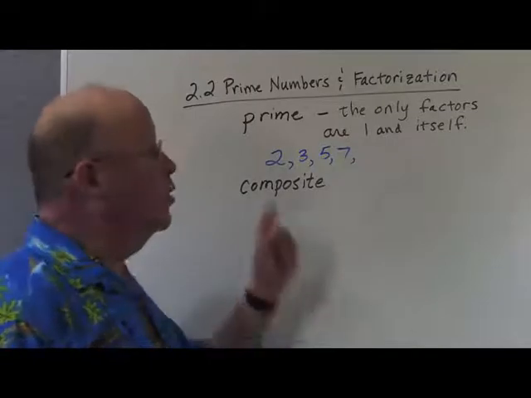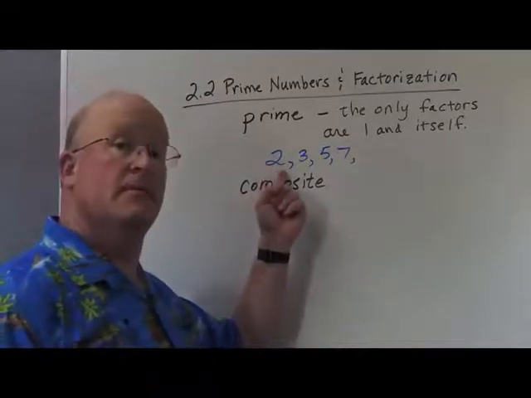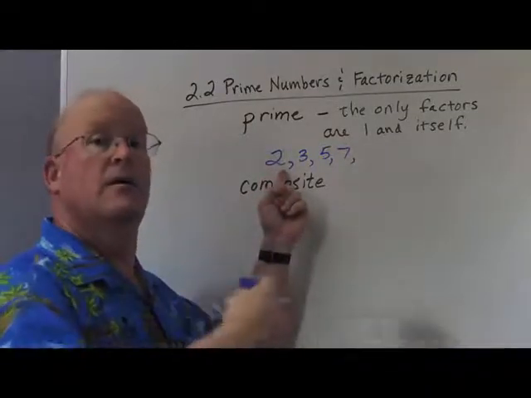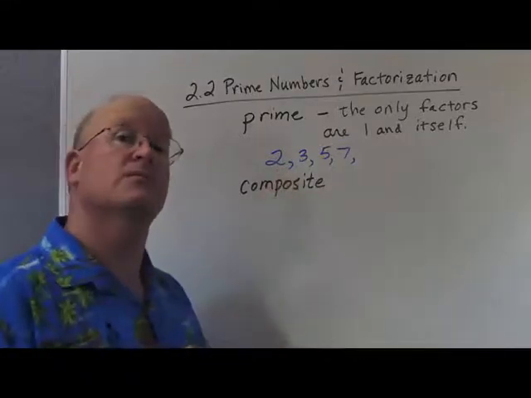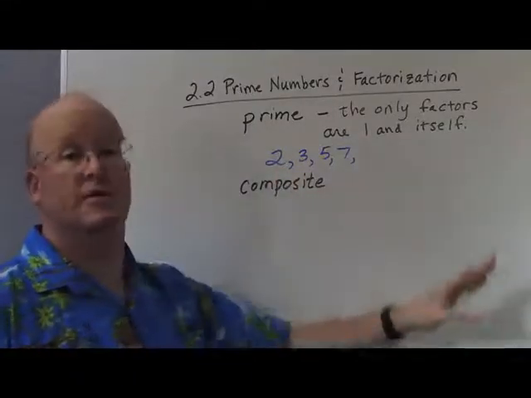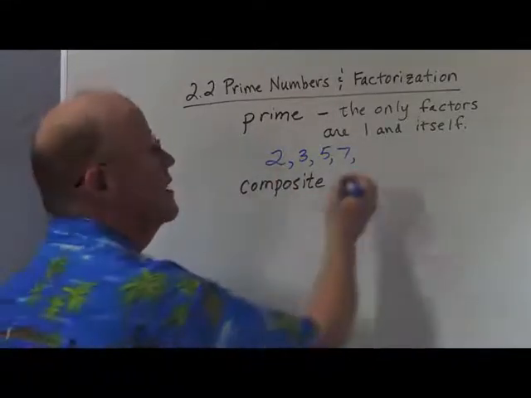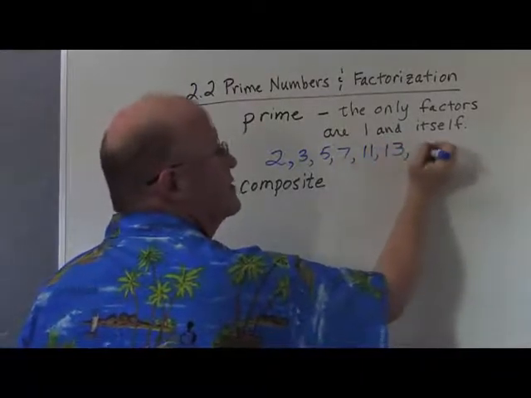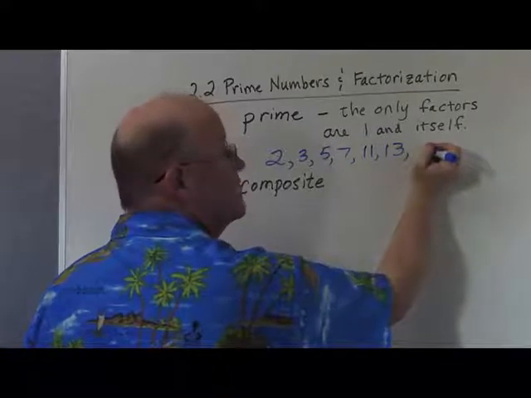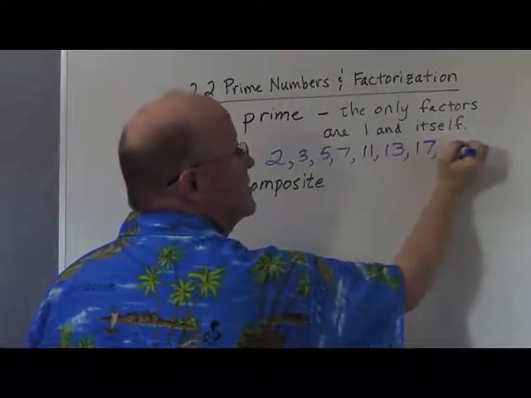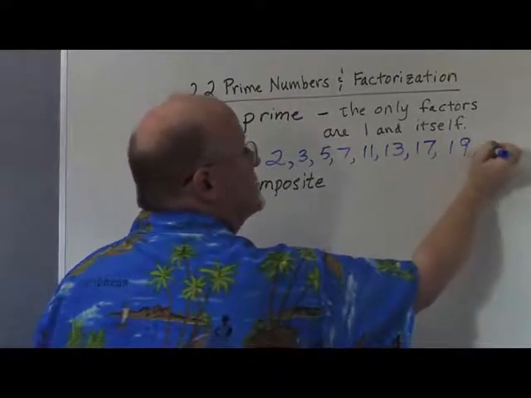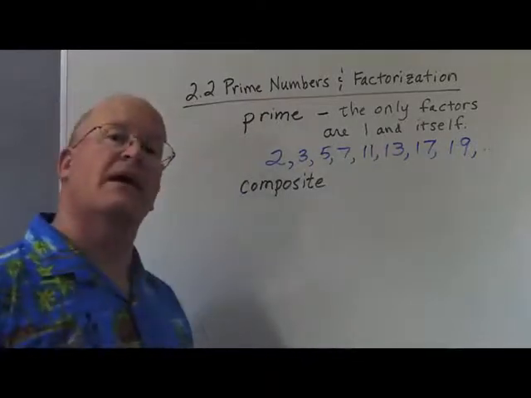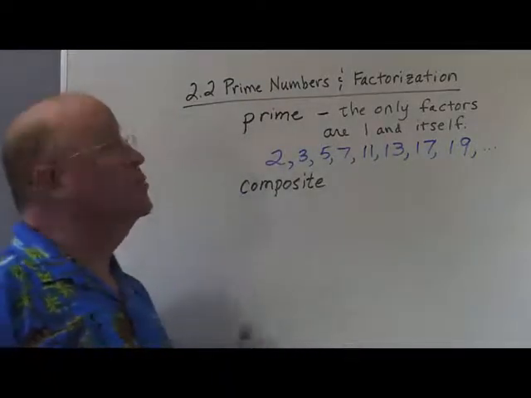The only even prime number is 2. All other even numbers have 2 as a factor, so at this point we only look for odd numbers. We're skipping 9, we go on to 11, 13, 15 we skip because 3 and 5 are factors, 17, 19, and so on. I've only listed the primes here that are beneath 20.